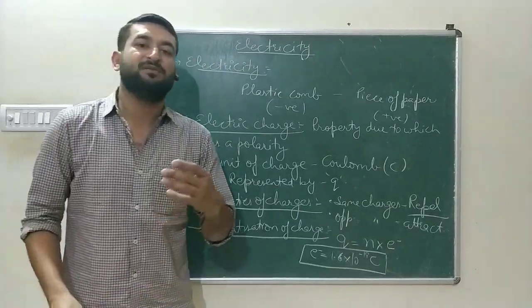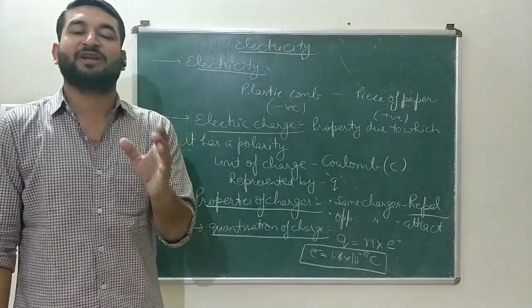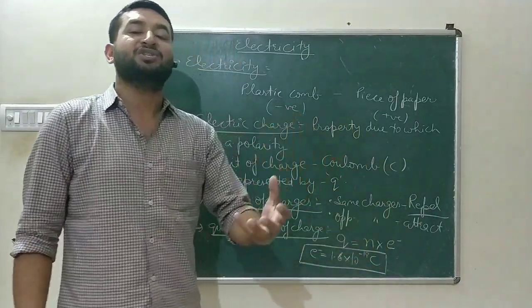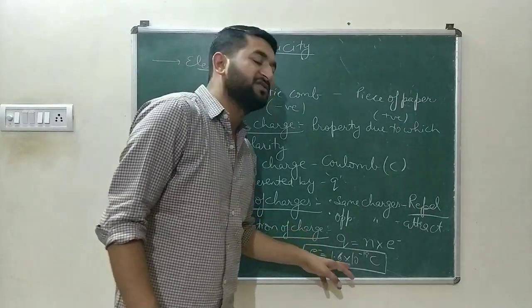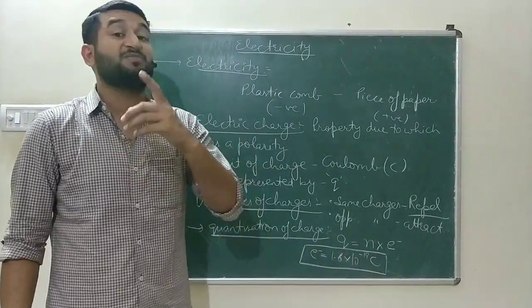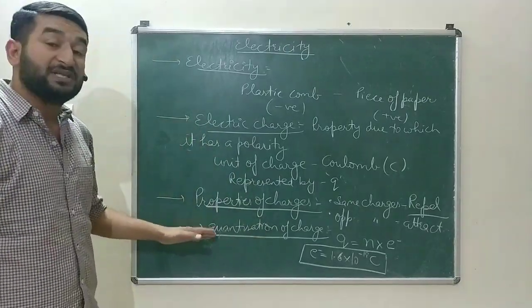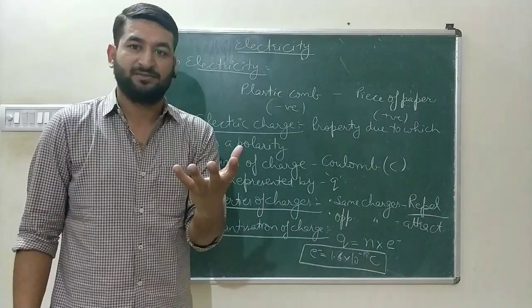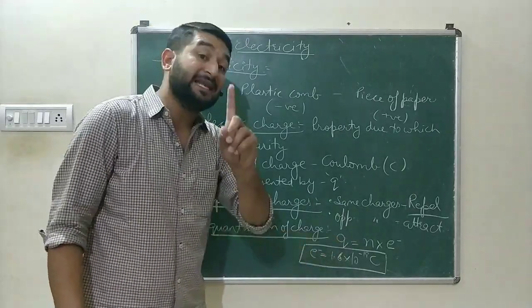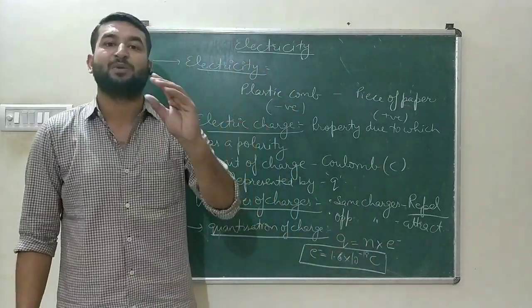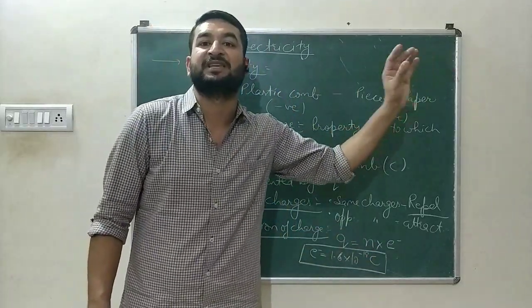If someone asks you what is the minimum value of electric charge, the minimum value of electric charge is equal to the charge on an electron, and charge on an electron is 1.6 into 10 raised to the power minus 19 coulomb. I am again explaining you this property. What is quantization of charge? Quantization means amount of charge. The amount of charge on any object is a whole number. What is a whole number? Complete number, like 1, 2, 3, 4, 5, 6, 7, 8 and so on.